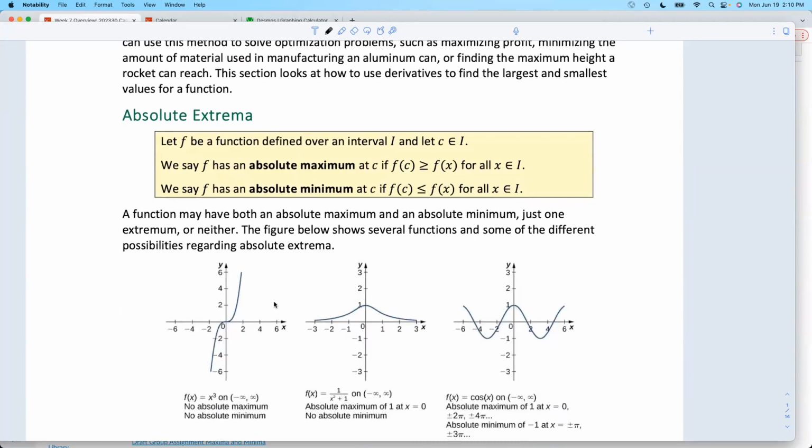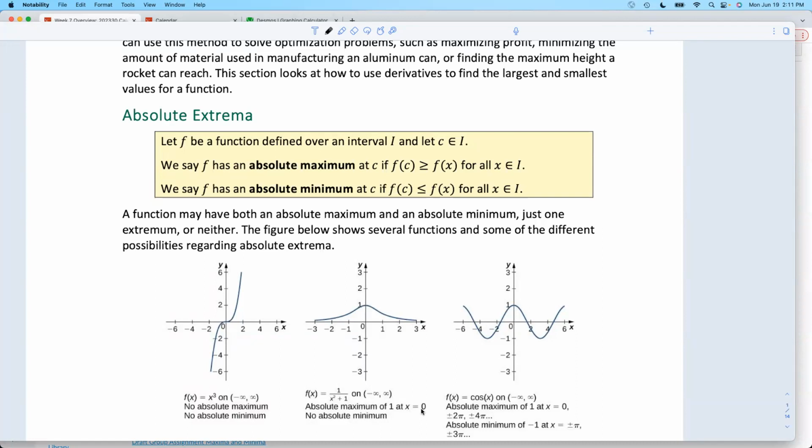Okay, so this guy here, he's defined for all real numbers. He has no absolute maximum or minimum. He goes up forever, it goes down forever. This guy here, also defined for all real numbers. So my interval here that we're talking about is negative infinity to infinity. He has an absolute maximum at x equals 0.